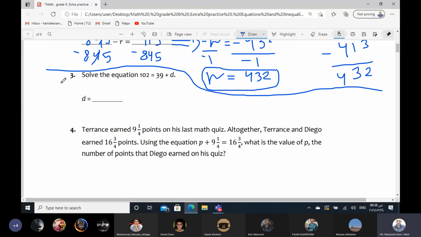Exercise number 3. Solve the equation 102 equals 39 plus D. I want from all of you to write this equation in your notebook, please, and try to solve it, and tell me what is your solution. Start.